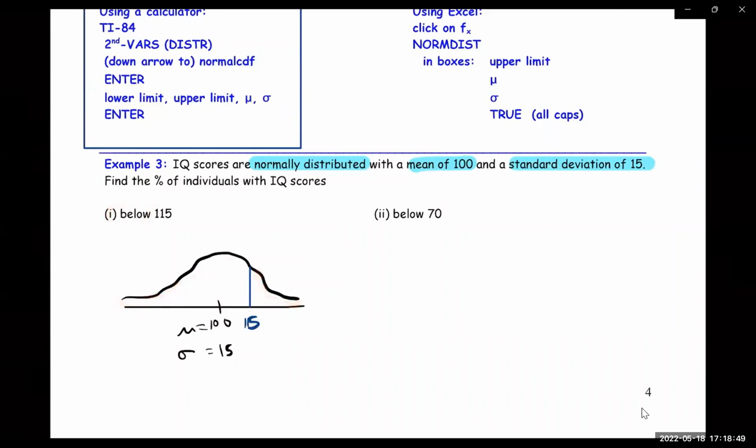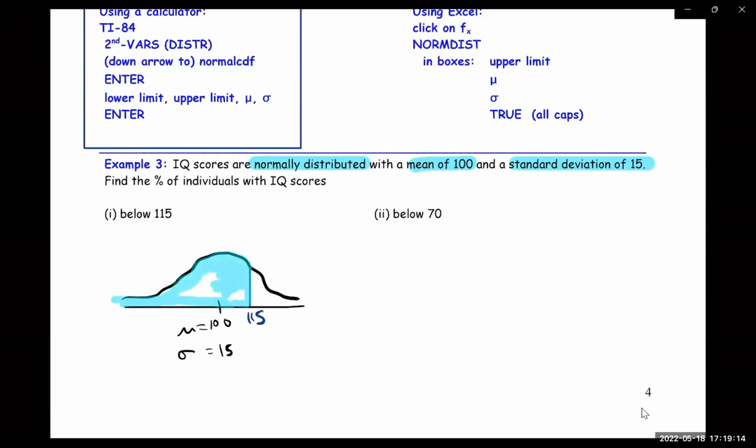What line was that you just drew going down? The 115, on the graph. Yeah, the 115. Oh, okay. So then you shade to the left because it says below. If it would have said above, you would have shaded to the right.